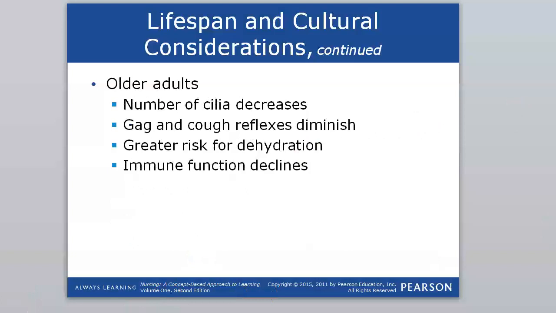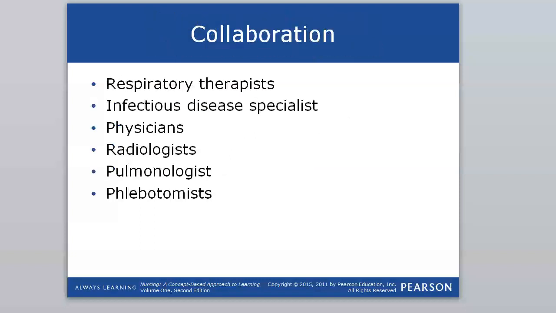With older adults, another reason why they may be more prone to pneumonia is the number of cilia decreases, gag and cough reflex diminish, greater risk for dehydration, especially with fever, and their immune system really declines as one ages.